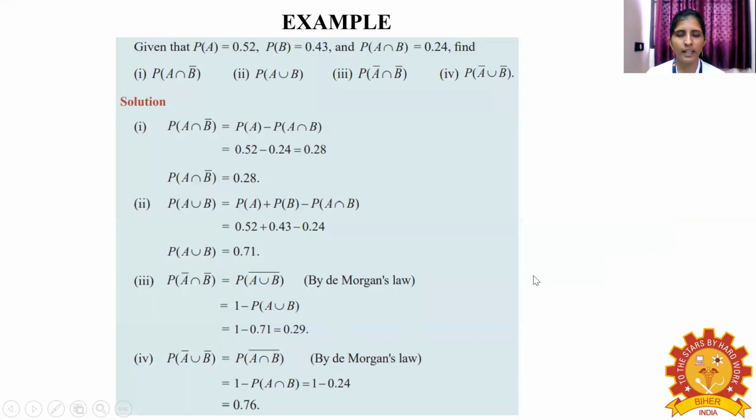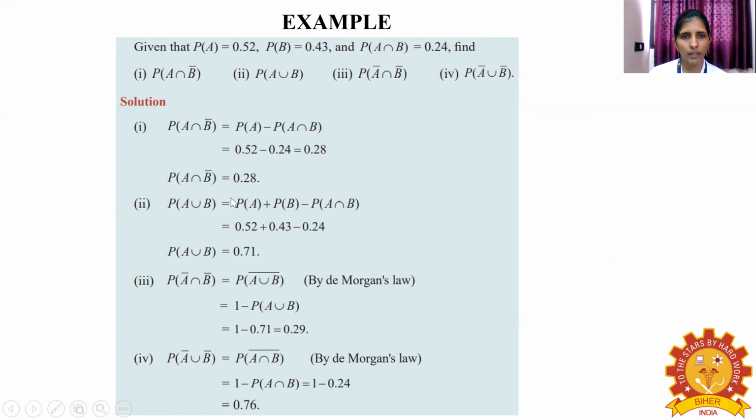So we'll see an example. Given that P of A is equal to 0.52, P of B is equal to 0.43, and the intersection of A and B is equal to 0.24. So this is the data given. We have to find P of A intersection B bar. We use the particular formula and find 0.28 to be the solution of the first subdivision.